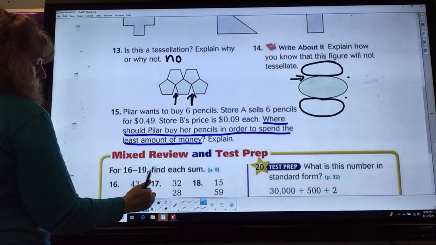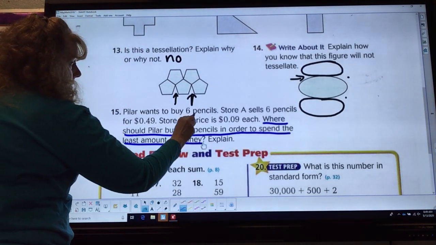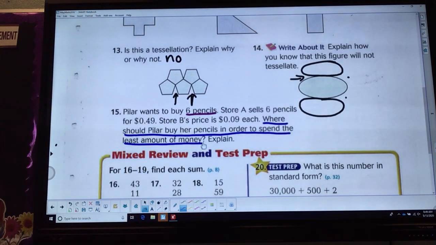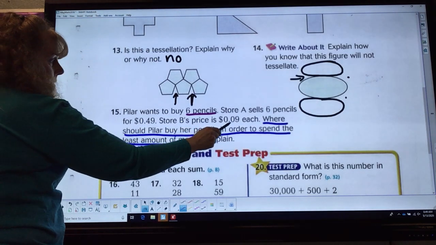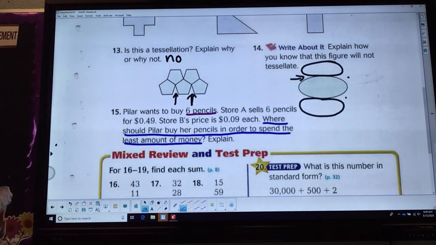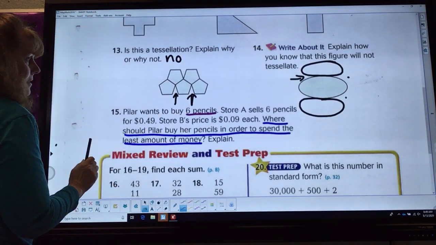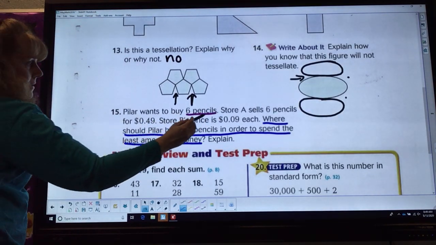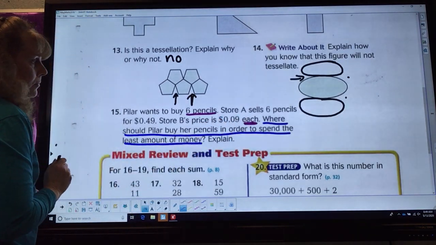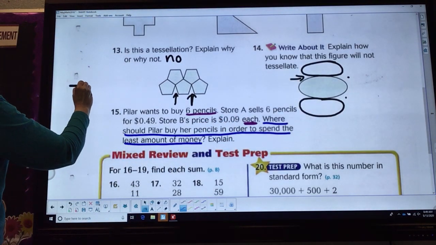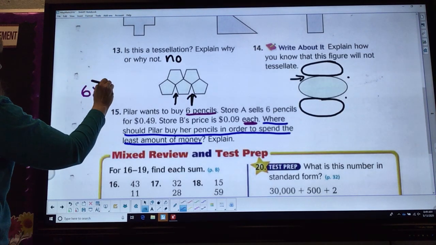I know that I have 6 pencils, okay, that Pilar is trying to buy. And Store A sells 6 pencils for 49 cents. But Store B's price is 9 cents each. I have to think to myself, what operation do I need to use in order to figure this problem out? I have 6 pencils at 9 cents each. Okay? I see that word each. Remember, that's my clue word when I'm multiplying. Okay? So I'm going to do 6 times 9.